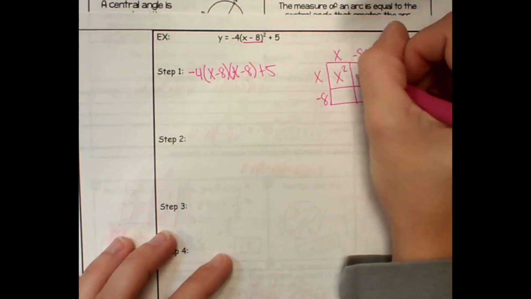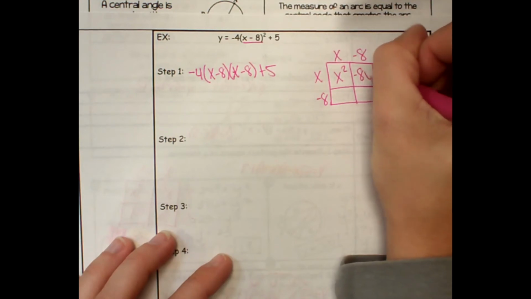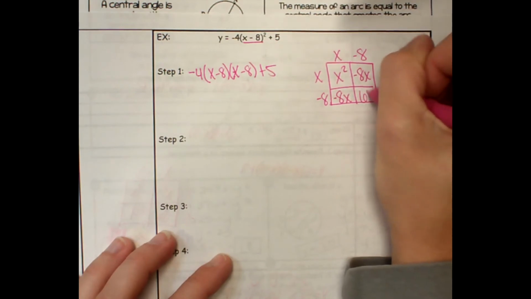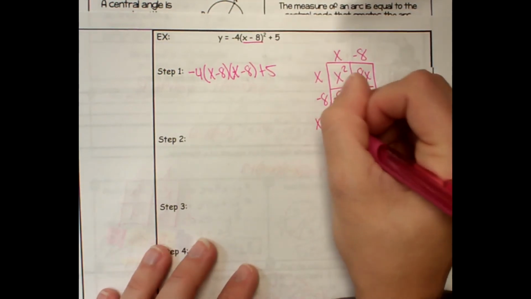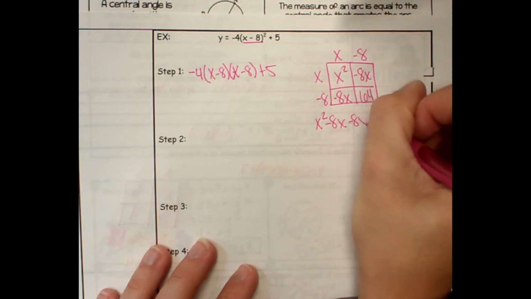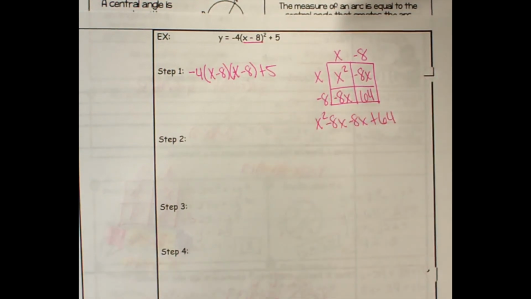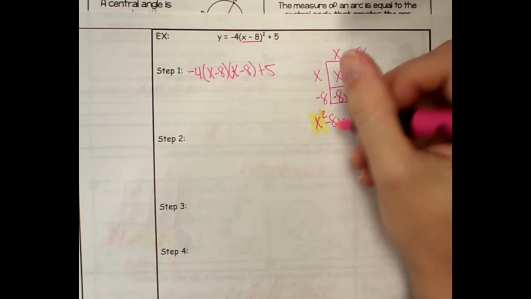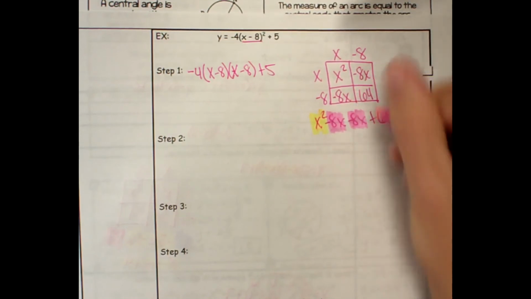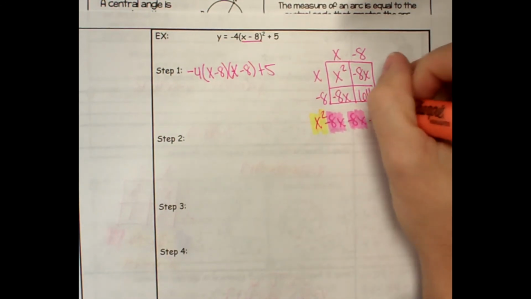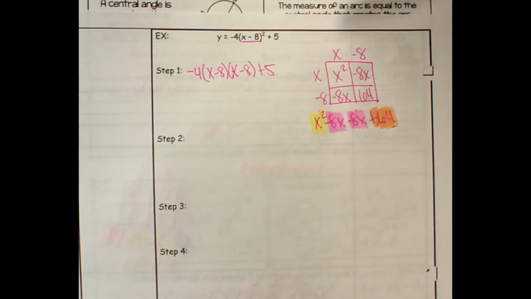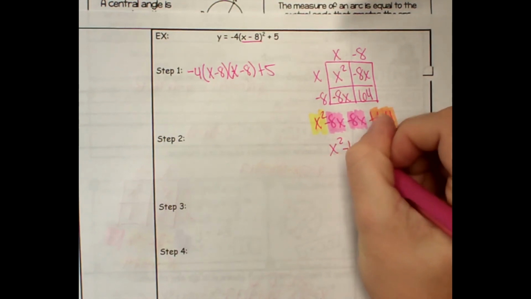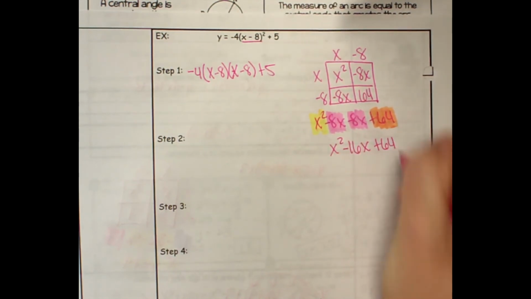You have an x squared. Negative 8 times x is negative 8x. Negative 8 times x is negative 8x. Negative 8 times a negative 8 is a positive 64. So when you rewrite it, you have x squared minus 8x plus 64. If you combine like terms, you have x squared, negative 8 minus 8 would be negative 16x, plus 64.